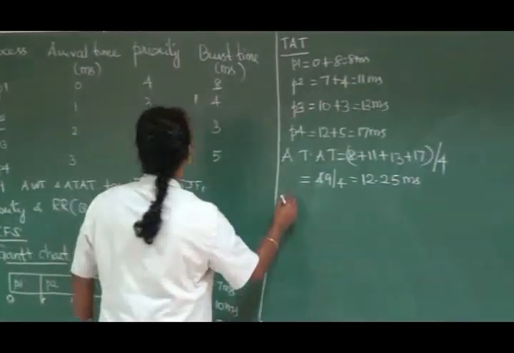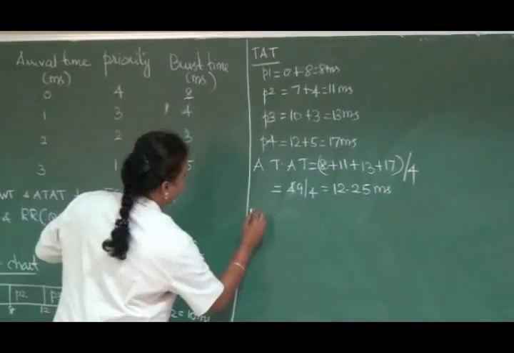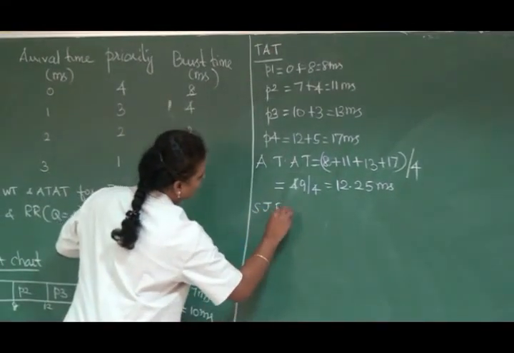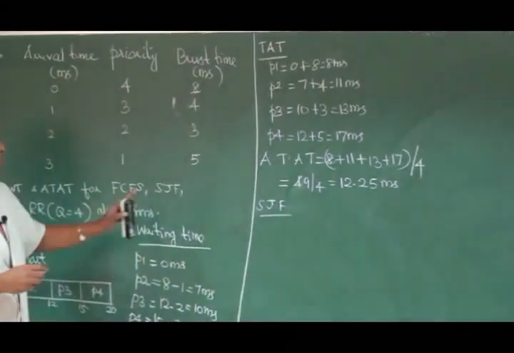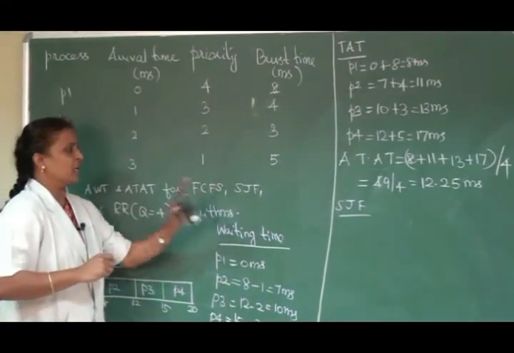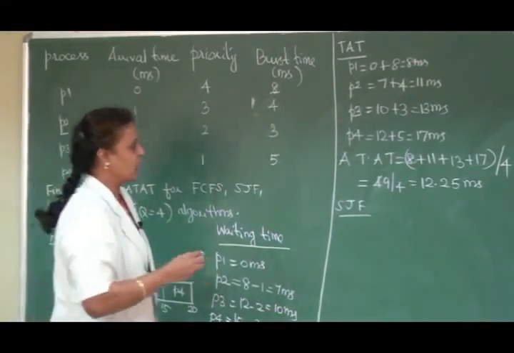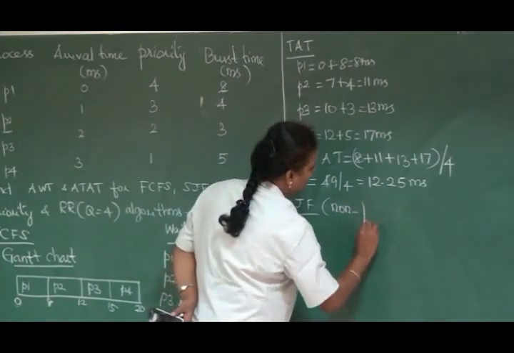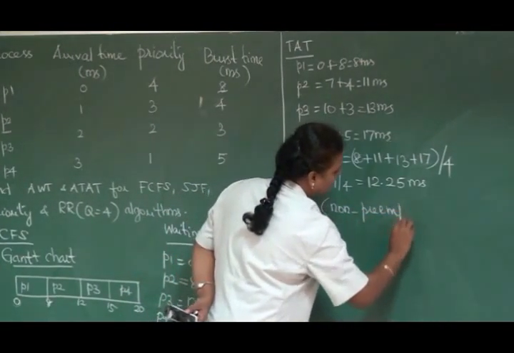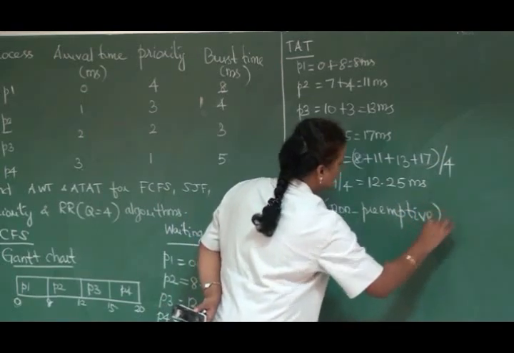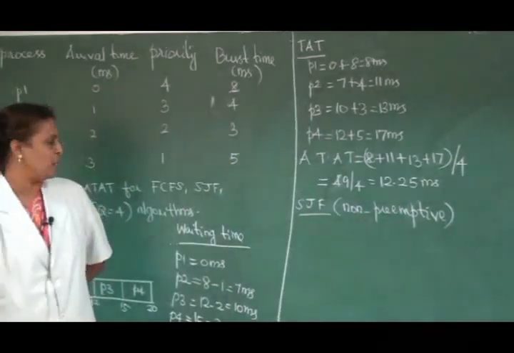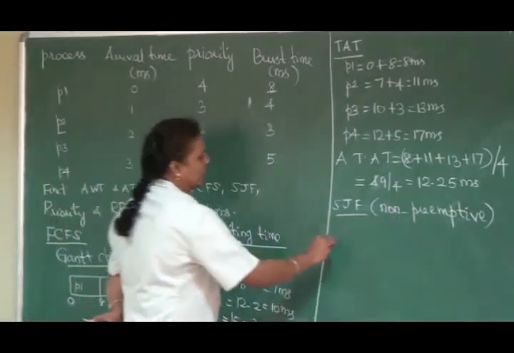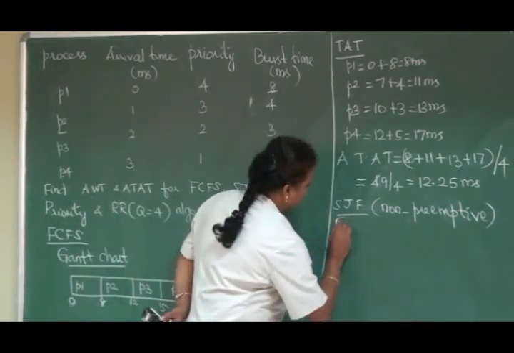The next algorithm is SJF. We have to calculate the waiting time and turnaround time for the next algorithm, SJF. SJF supports both preemptive and non-preemptive modes. Here we will consider SJF for non-preemptive. So here again we have to draw the Gantt chart.